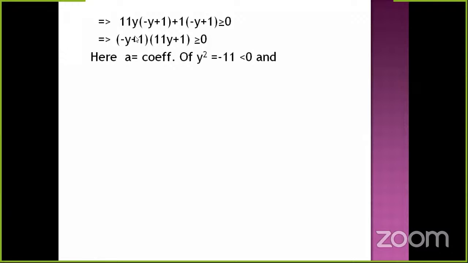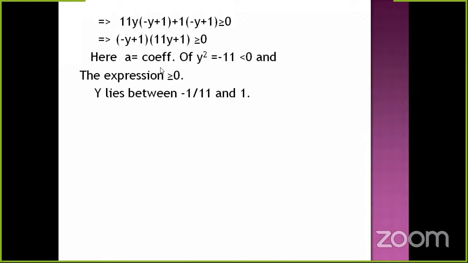So here, once again check the coefficient of y square. By multiplying, I will get minus 11y square, so the coefficient of y square will be minus 11. So the a value is minus 11, which is negative, and the expression is positive. Since the signs of the coefficient of y square, that is a, and the expression are opposite, I can conclude by theorem 3 that the variable y lies between minus 1/11 and 1.